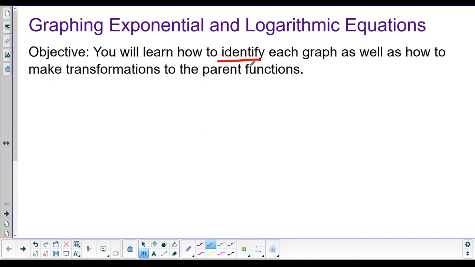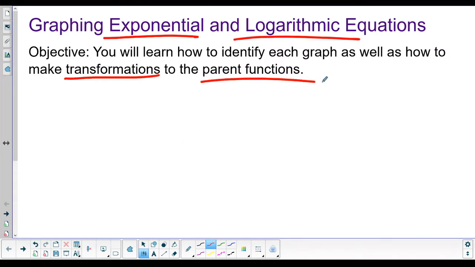So you want to learn how to identify these graphs. And what that means is they're going to give you an equation, and you just have to go, oh, it's that one. It's not going to be like you actually graphing something yourself, although you could do that. It's not too bad. We're also going to take some time to talk about how we transform these two types of functions. And we're going to start by looking at their parent functions.